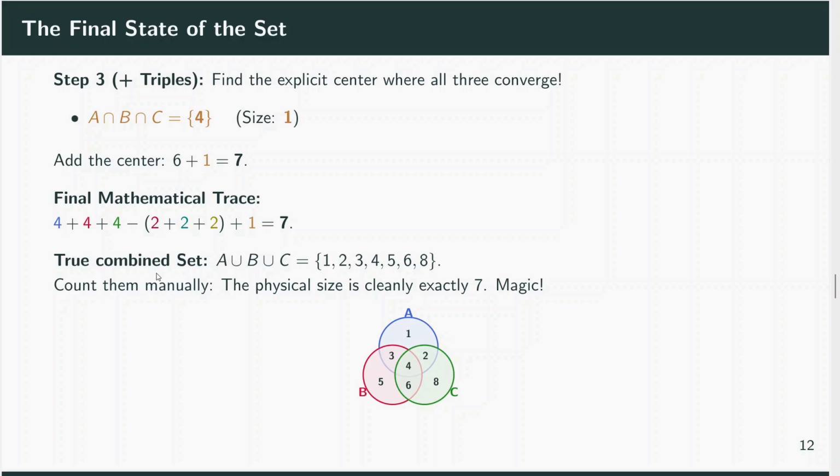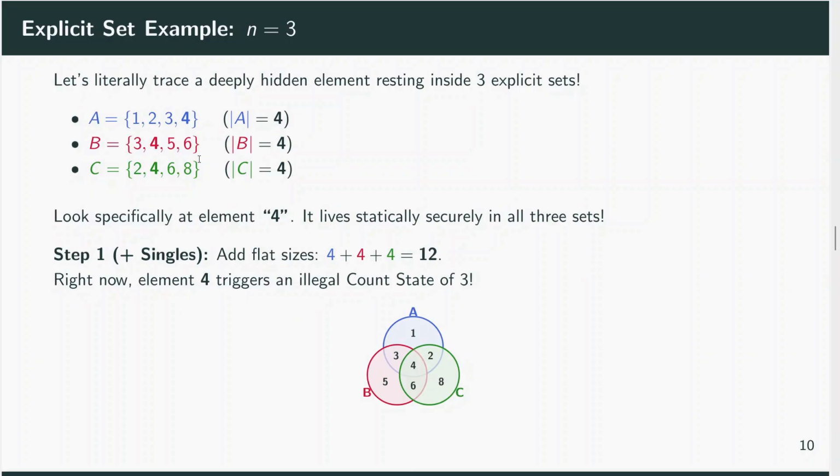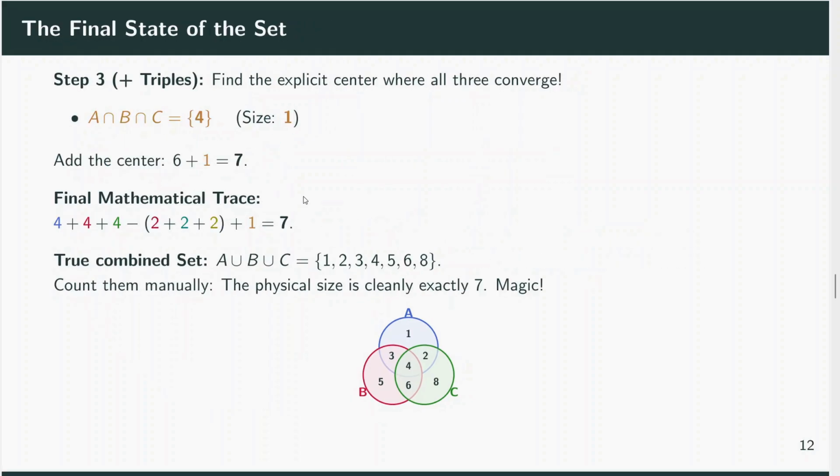Now let us verify it by building the union by hand. The union of A, B, and C contains every element that appears in at least one of the three sets, listed once and only once. Going through all three sets and collecting every unique element: 1, 2, 3, 4, 5, 6, and 8. Notice that 7 is not here. None of our three sets contain 7, and we list each element only once, even if it appeared in multiple sets. Count them. 1, 2, 3, 4, 5, 6, 8.